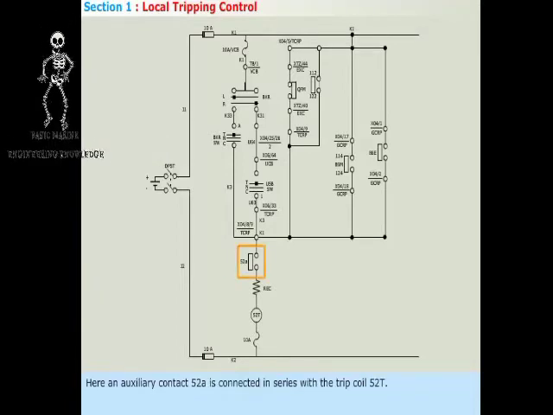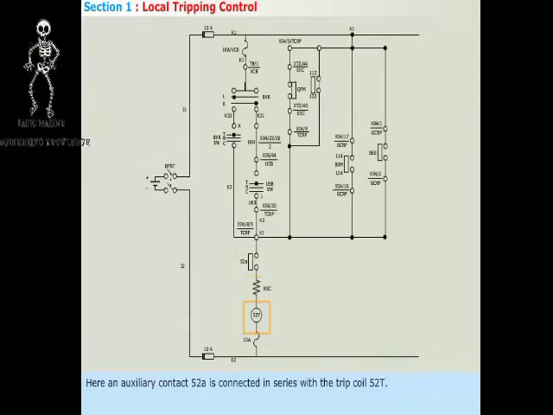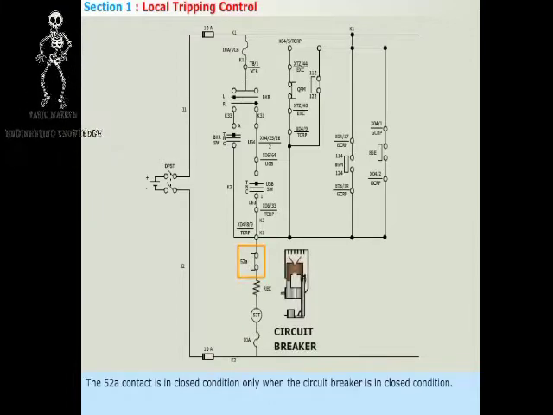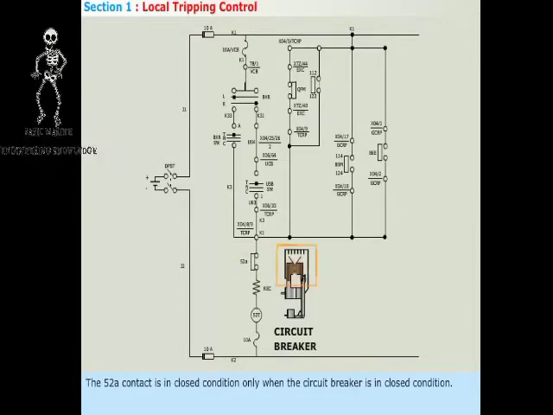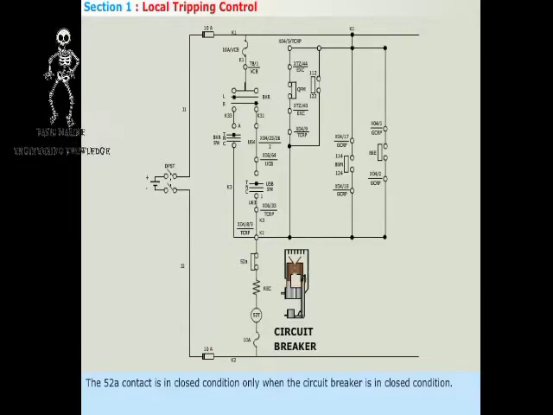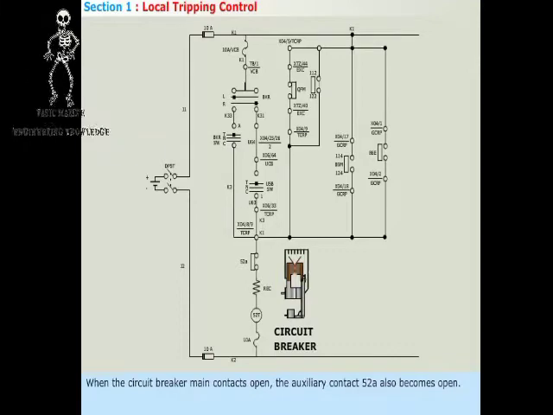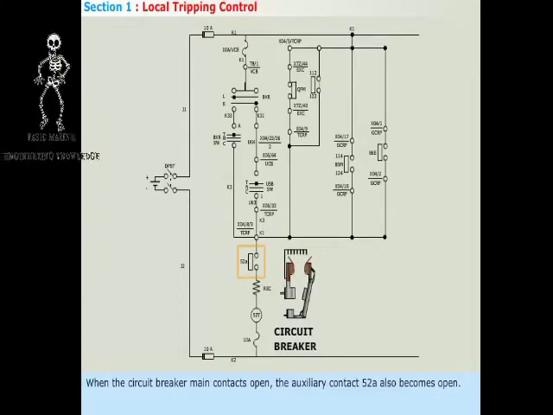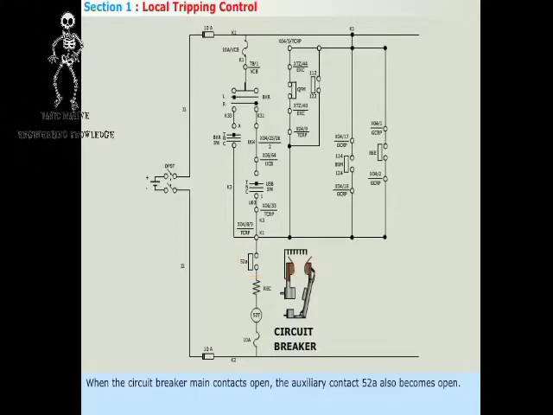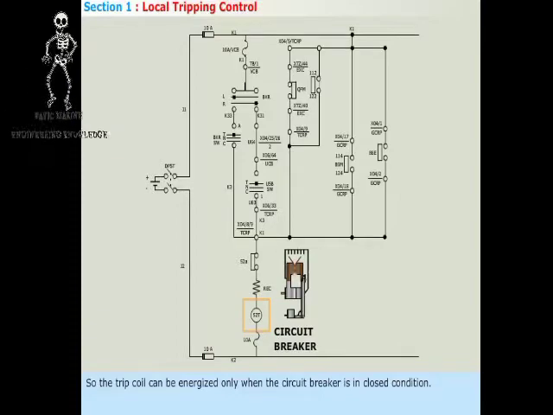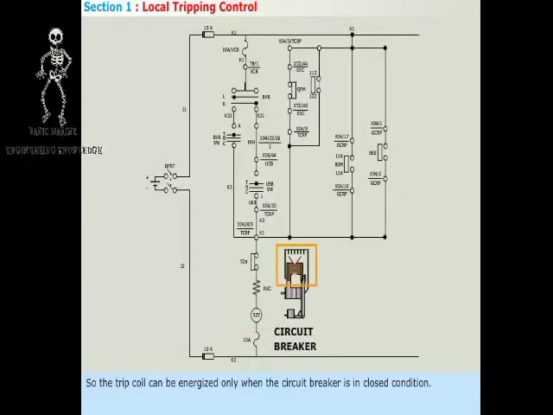Here, an auxiliary contact 52A is connected in series with the trip coil 52T. The 52A contact is in closed condition only when the circuit breaker is in closed condition. When the circuit breaker main contacts open, the auxiliary contact 52A also becomes open. So the trip coil can be energized only when the circuit breaker is in closed condition.